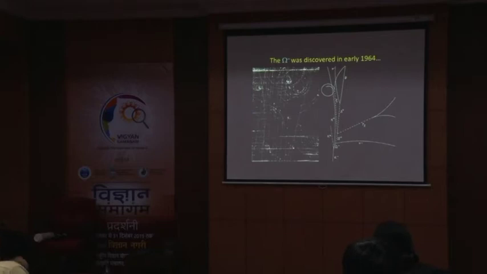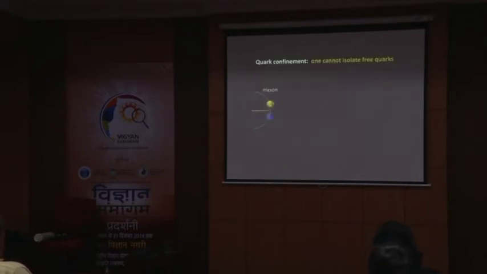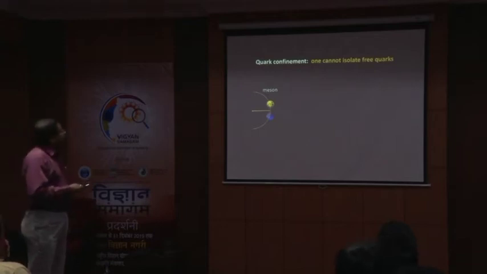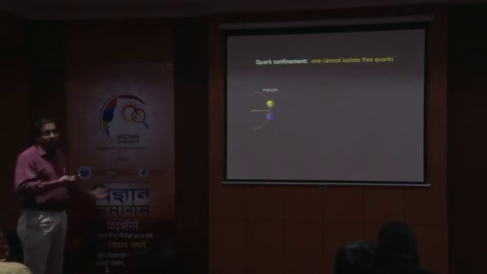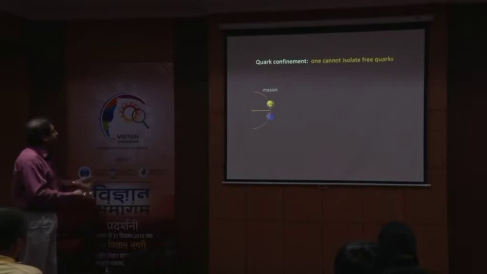So that sort of gives the complete picture of the quarks up to U, D, and S. By 64 that was established, and then later a puzzle came up: what about quark confinement? Free quarks cannot be found in isolation. It's always a bound state.